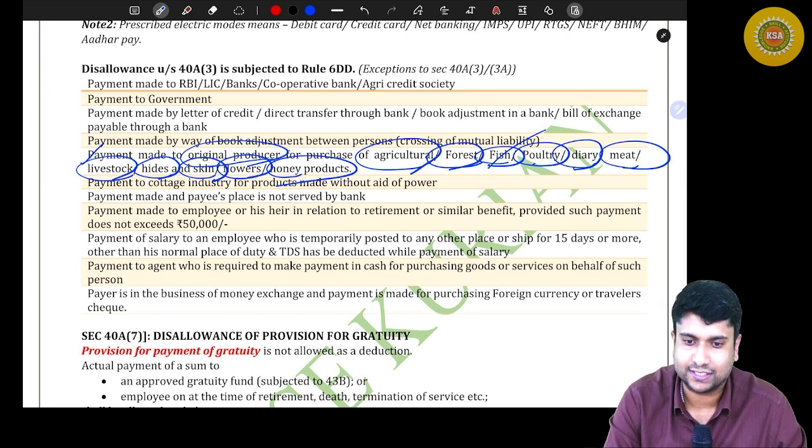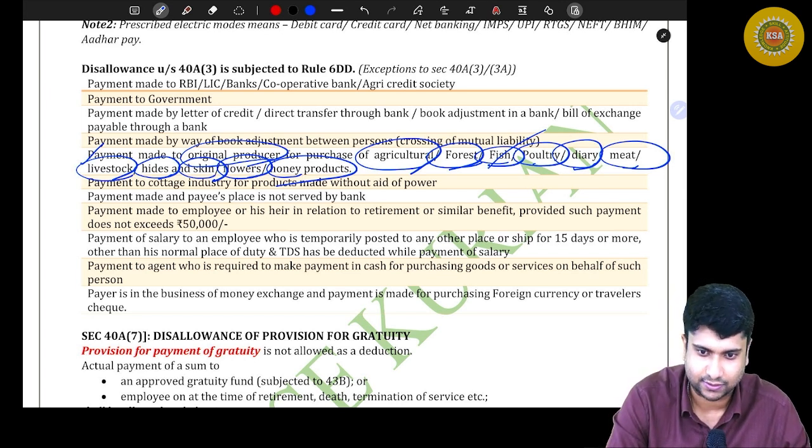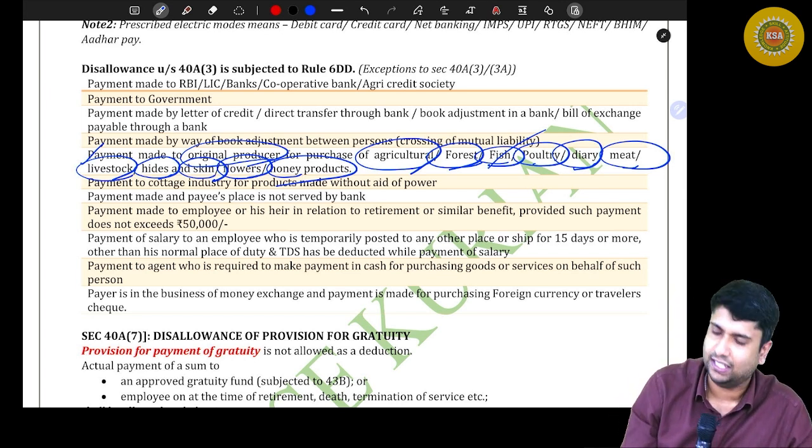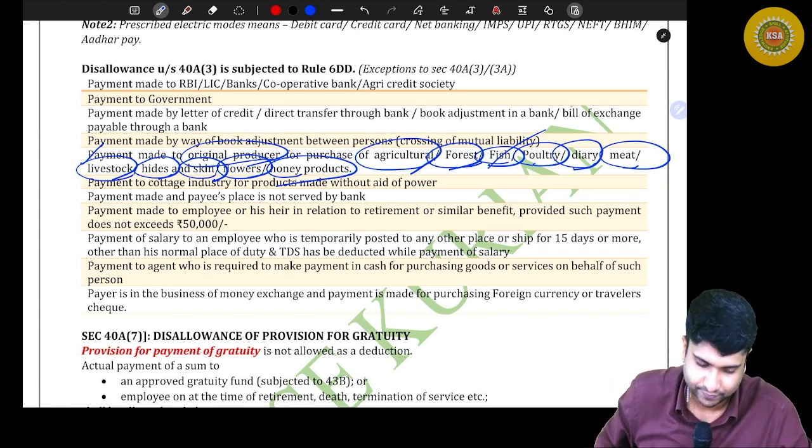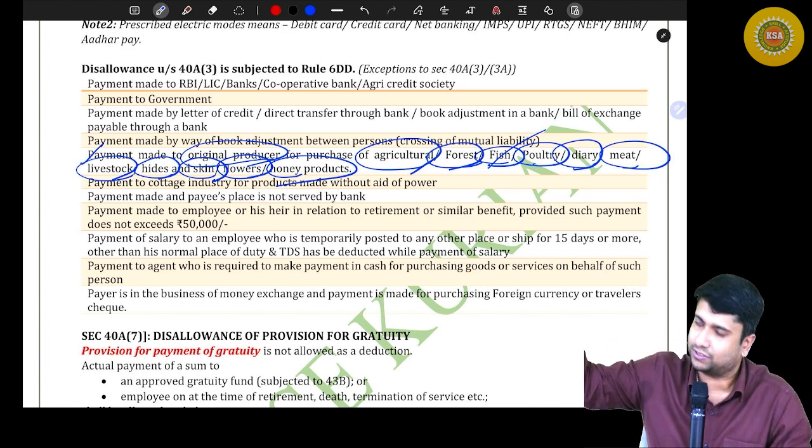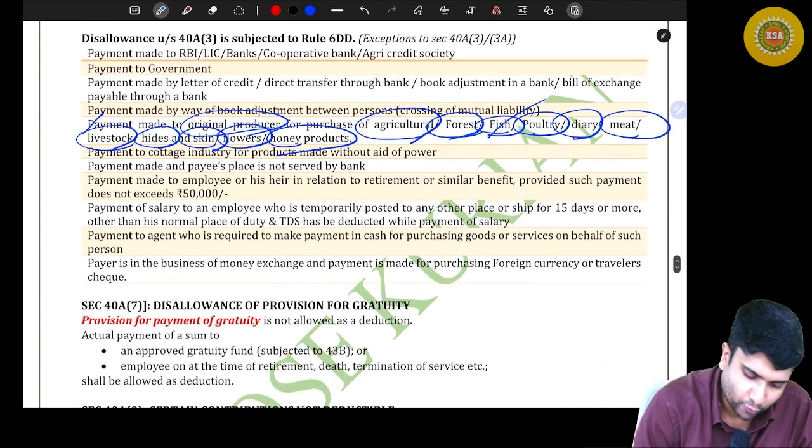Now, barter system also accepted in Rule 60D? Yes. Barter system is also accepted. It's considered as a mutual crossing of liability only. Rather than payment, you are distributing goods. Perfectly fine. Then, moving on to the next one.